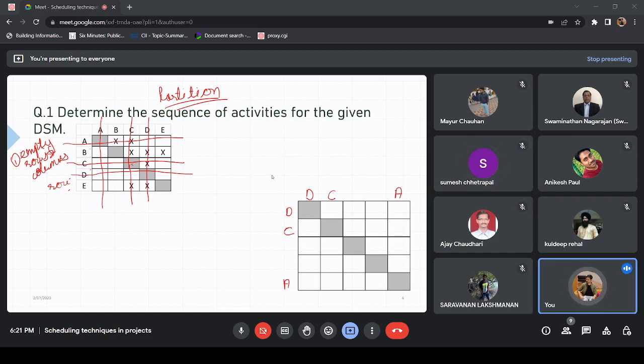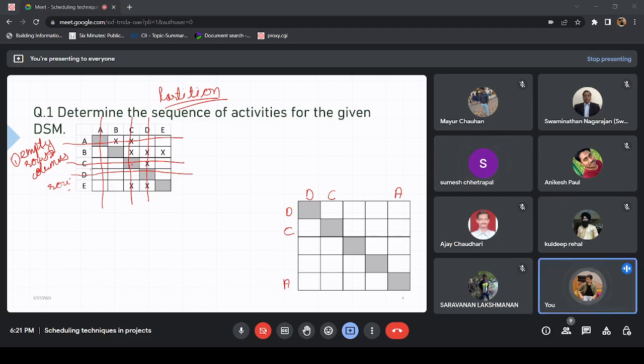You can go anywhere you like. Till you have not gone into an active block, it doesn't matter. So the sequence will be changed then, because D and C are the first and second activity. So correspondingly, E will be the third or A will be the third.